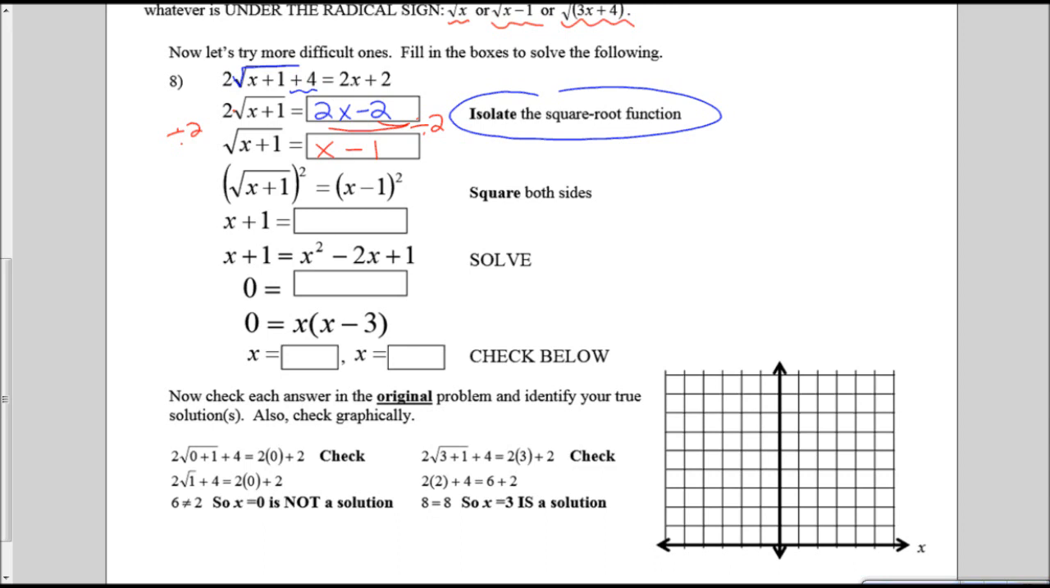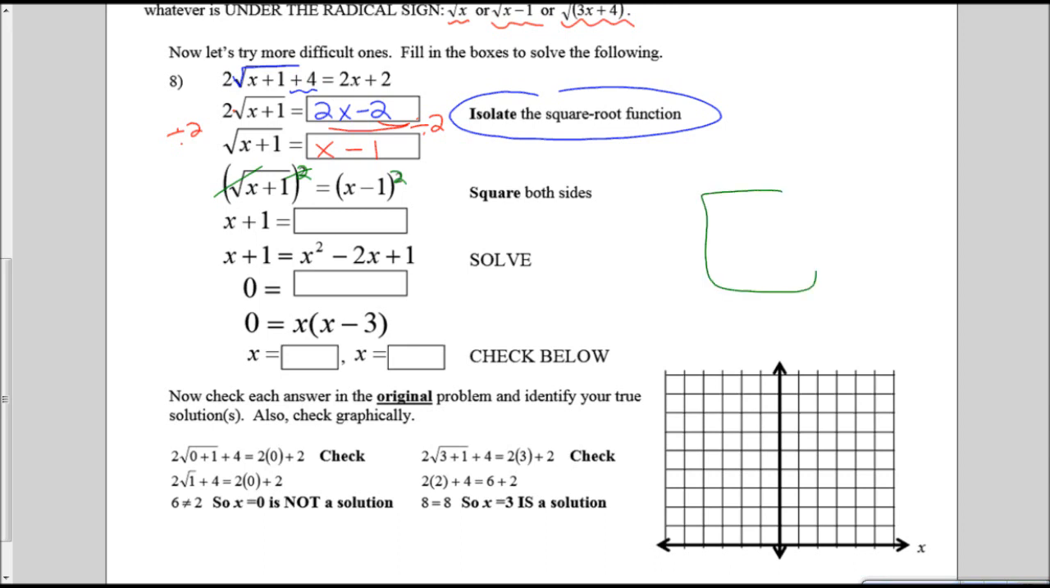Next, I'm trying to get rid of the radical symbol. How do I get rid of squaring? I square both sides, and that's what I did here. I put in a squared. On the left, the squared and the square root are opposites, so all I have left is x plus 1. On the right, I have x minus 1, the quantity squared.